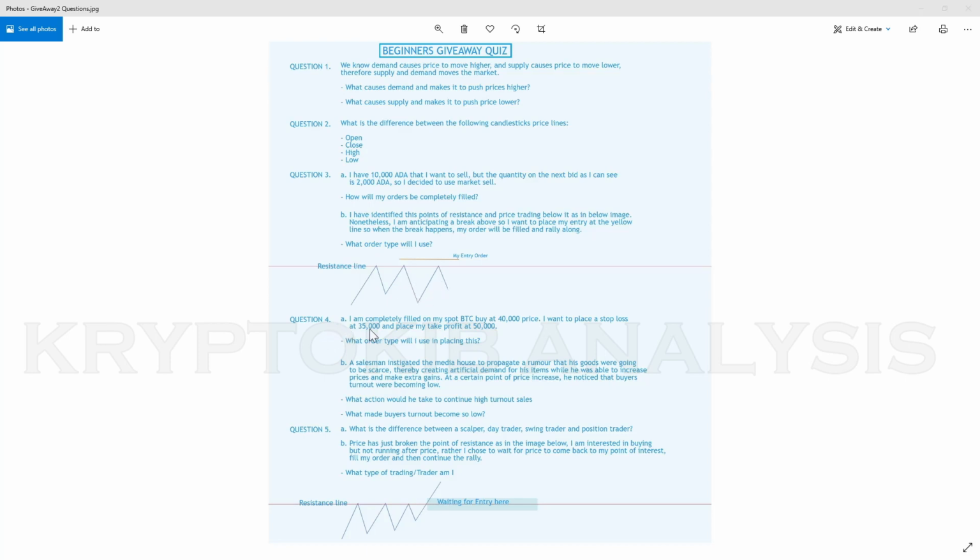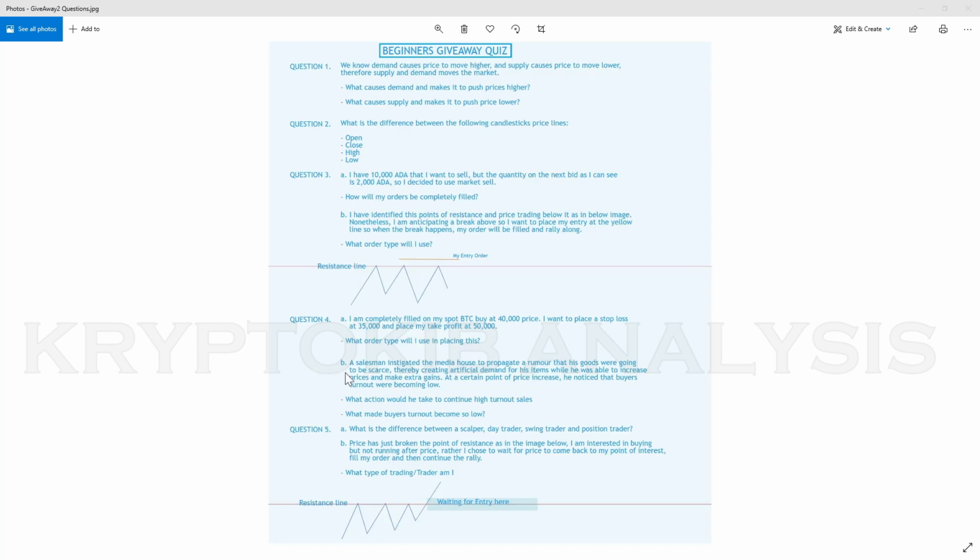Then question 4A. I am completely filled on my spot BTC buy at the 40,000 price. I want to place a stop loss at 35,000 and a take profit at 50,000. What order type will I use in placing this? This is quite easy as well. I have two operations that I want to perform with just one order, a stop loss order and a take profit order. So the order type to use for this will be the one cancels the other order. That is OCO. That is the answer for that.